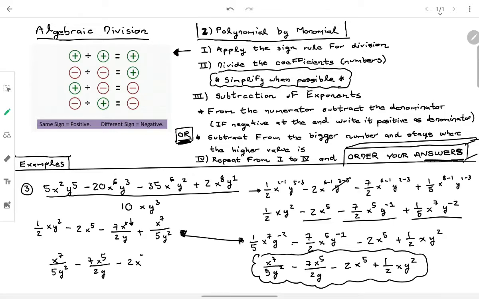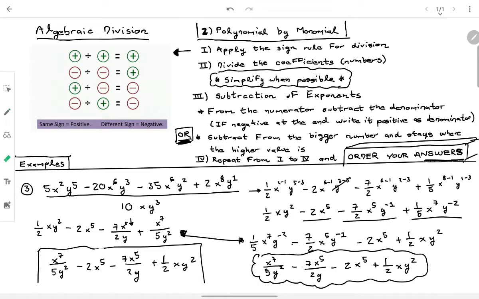minus 2x to the 5th plus 1/2 of xy squared. In this case, these two of them can change in order, because the first one has x and y and the other one has only x. So maybe we can put it like this: minus 2x to the 5th minus 7x to the 5th over 2y.